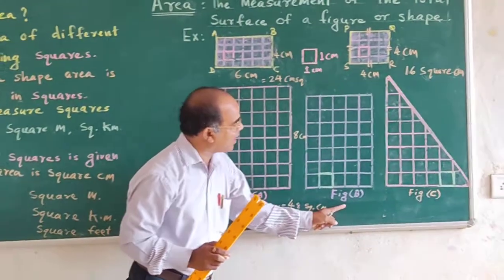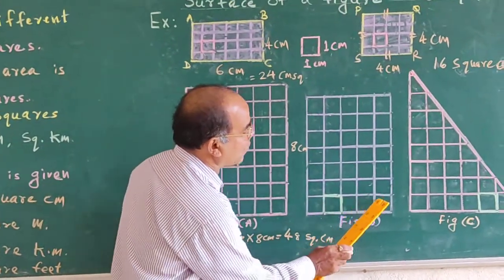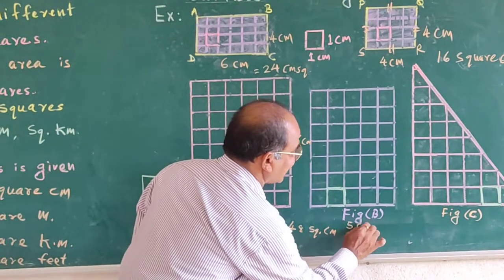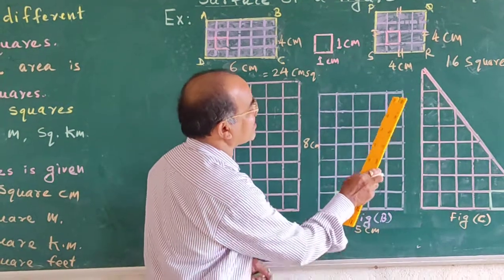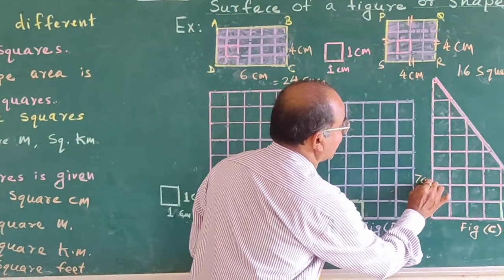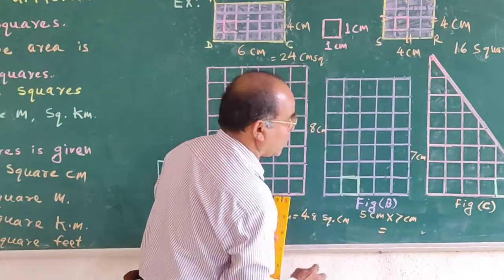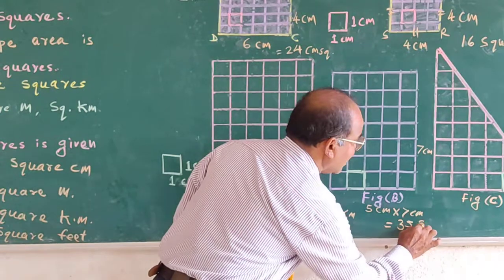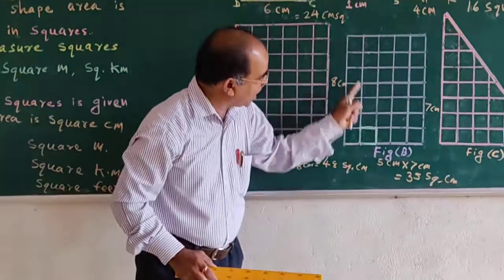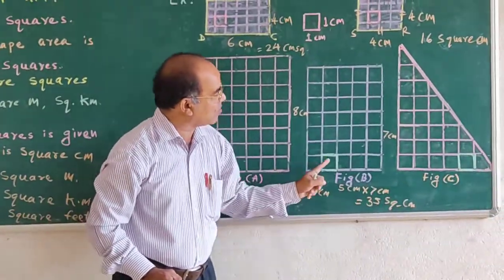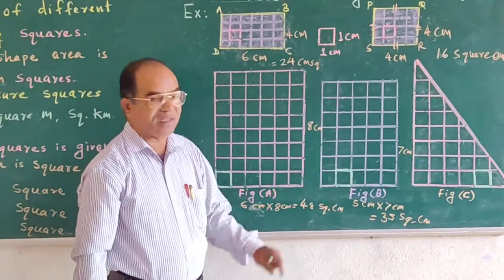Now let's find the area of figure B. Here again we count 1, 2, 3, 4, 5. Here 5 centimeters. Then 1, 2, 3, 4, 5, 6, 7. Here 7 centimeters. So let's multiply 5 into 7, which is equal to 35 square centimeters. Why 35 squares? Because altogether in this figure there are 35 squares of 1 centimeter each. So 35 square centimeters is the area of figure B.